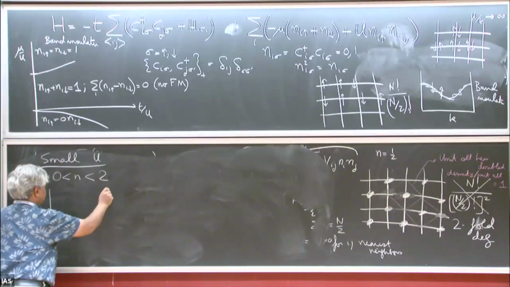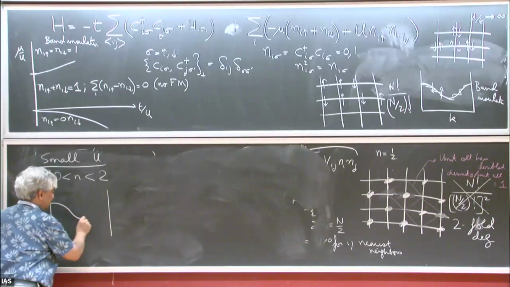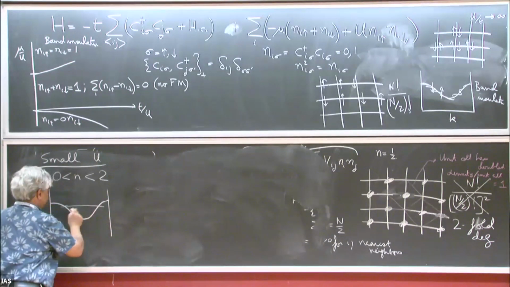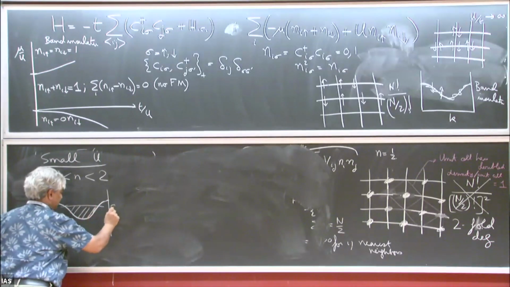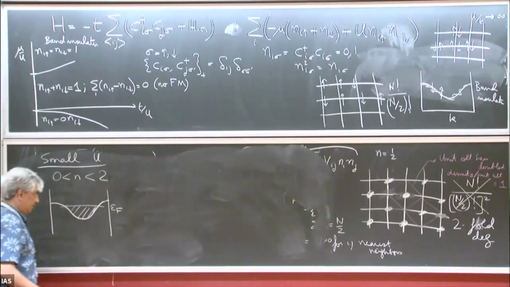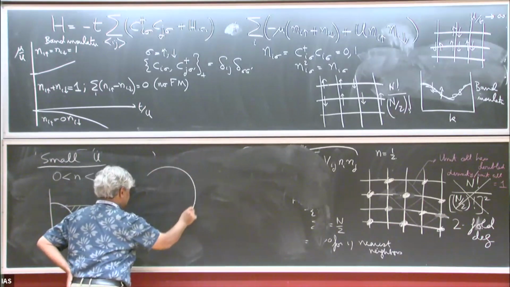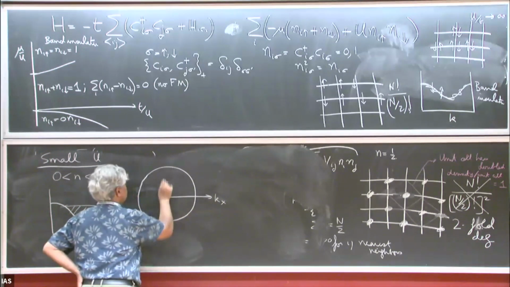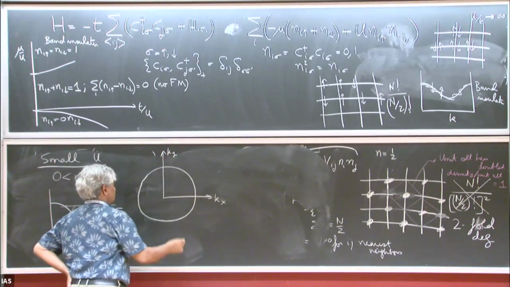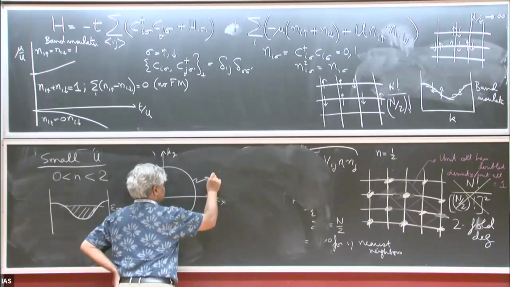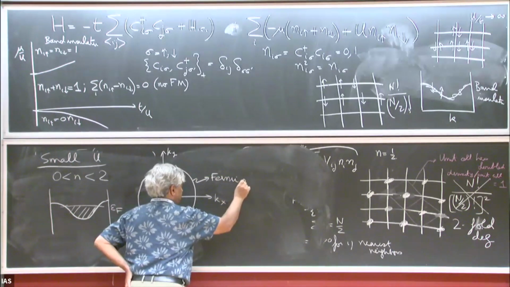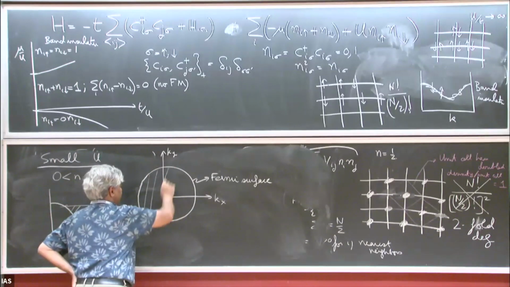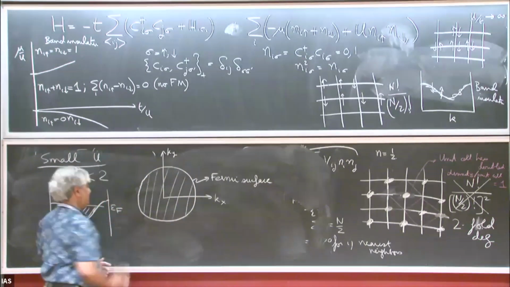And so here I want to take the band picture. You have some band, and you're going to occupy states below some Fermi energy. So these states will be occupied. This is the Fermi energy. And you can draw a Fermi surface. This is momentum space now. I show all the axes, and this is called the Fermi surface. And these states are filled. So these filled states are the same as these ones here.